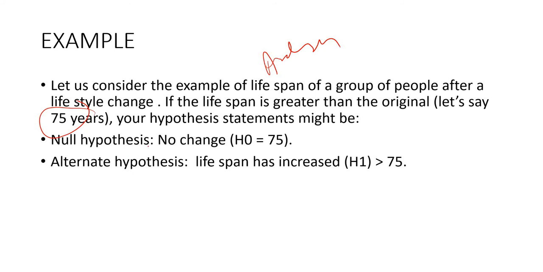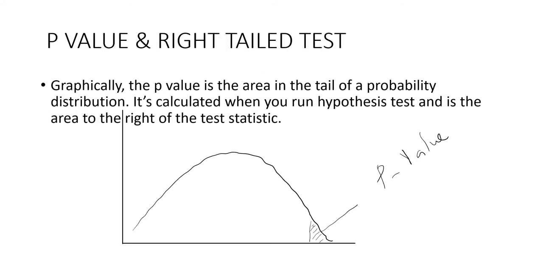Null hypothesis means no change. We are taking it as H0 equals 75. That is the null hypothesis. The alternate hypothesis is that lifespan has increased after the lifestyle change. This is an example. So we are depicting these values in the case for p-value in the right tail test.